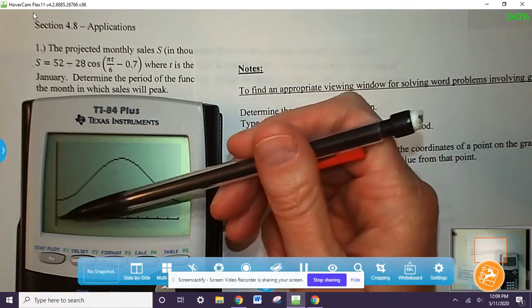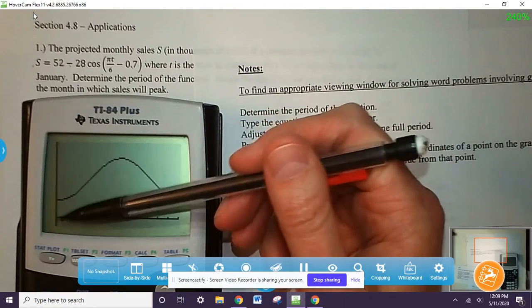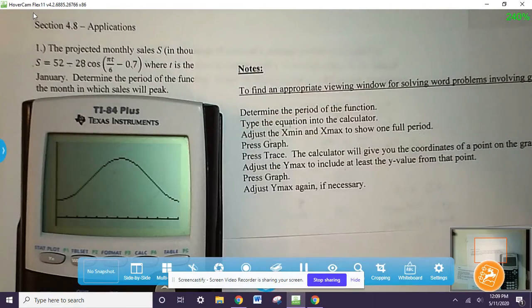So this is the time in months. So I'm at 1 is January, 2 is February, 3 is March, and so on. And this is my sales in thousands of units. And this is 1 year of sales.